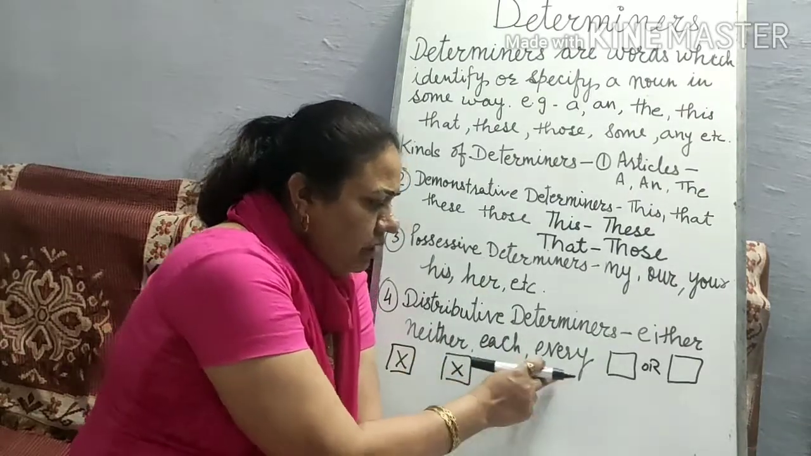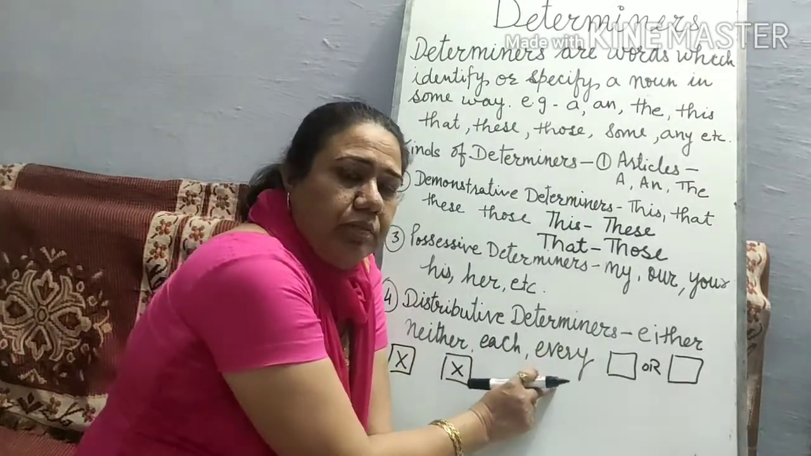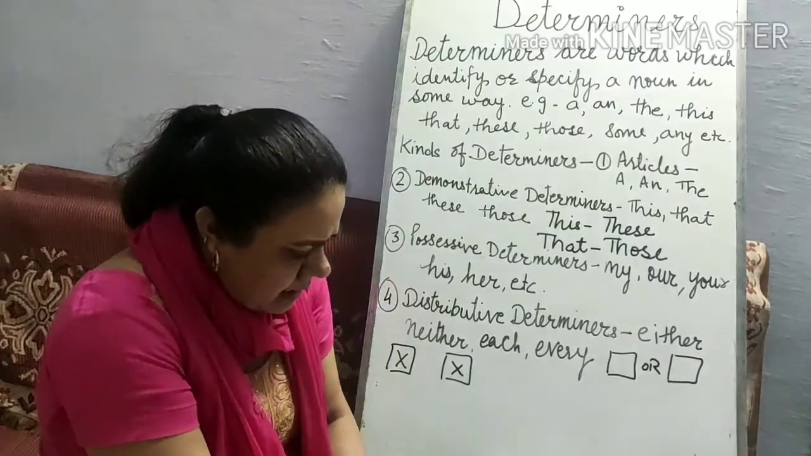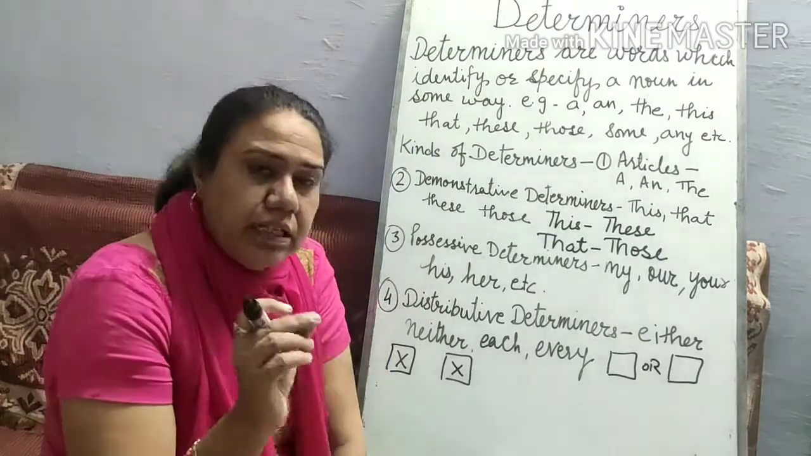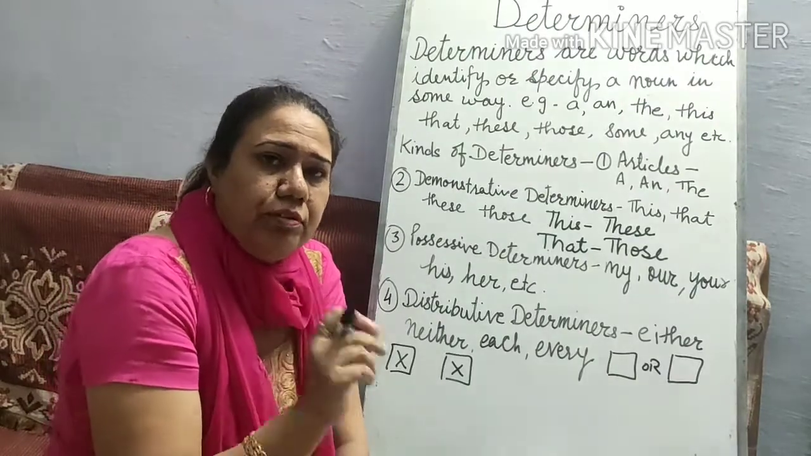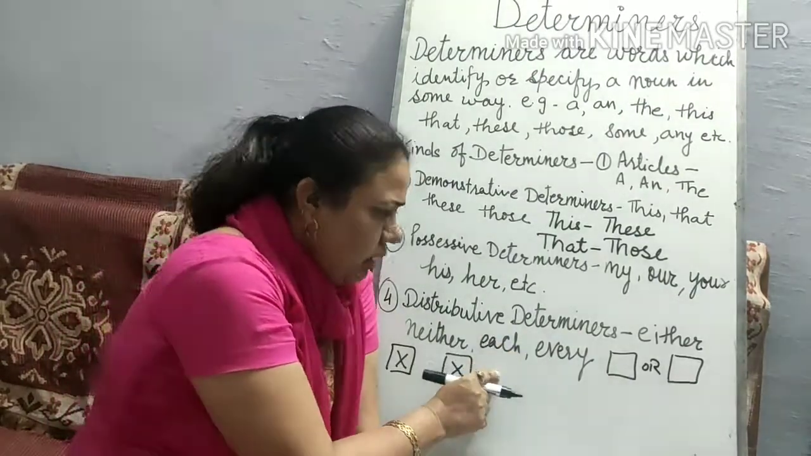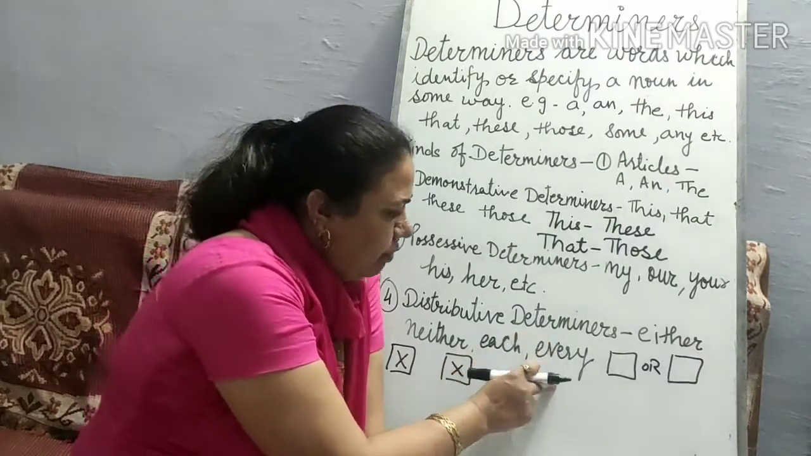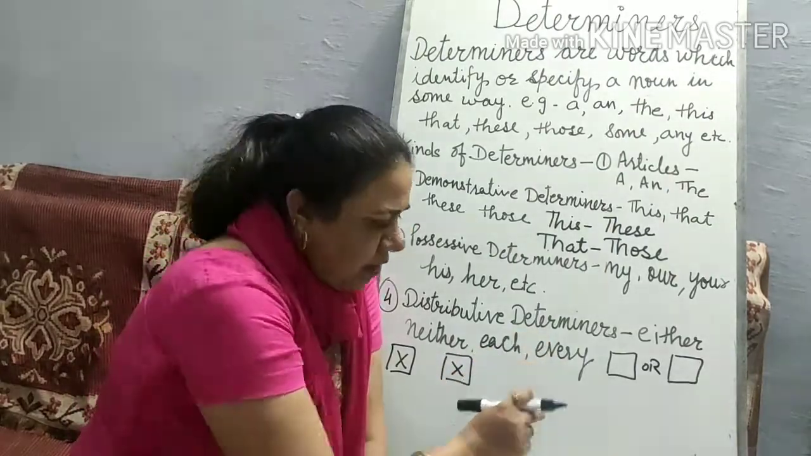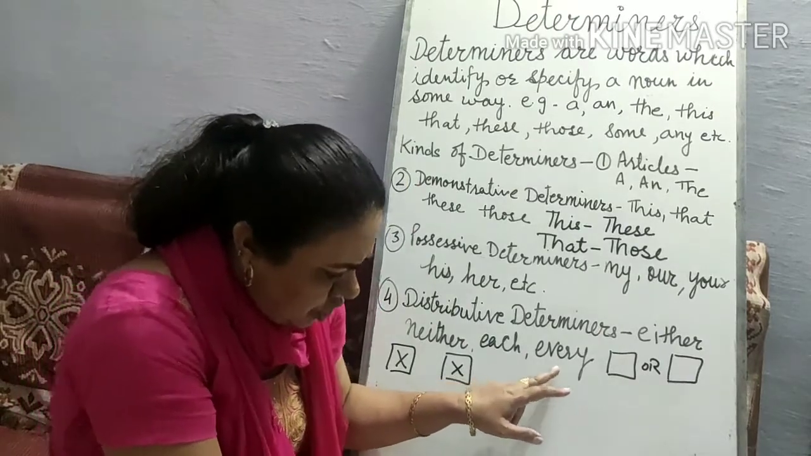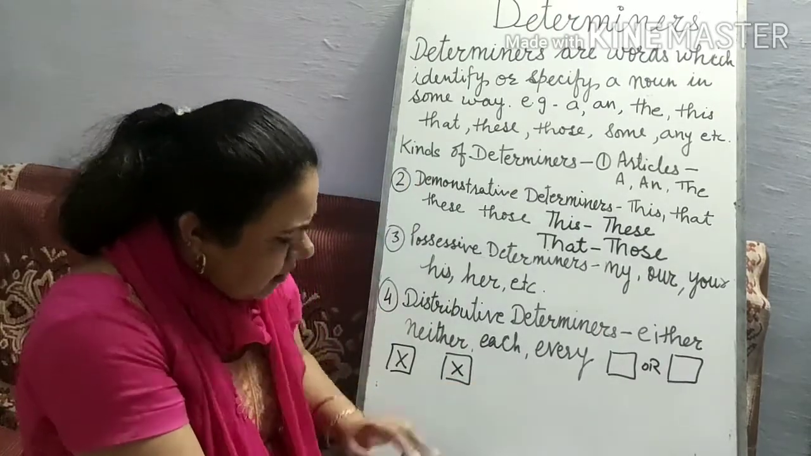And every means in a group. Every we count for a group or class. So the sentence is, every child needs love and protection. Each for singular separately, and every for group. Every child needs love and affection. So you can say this.